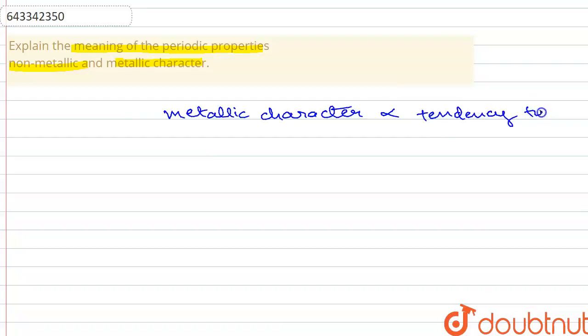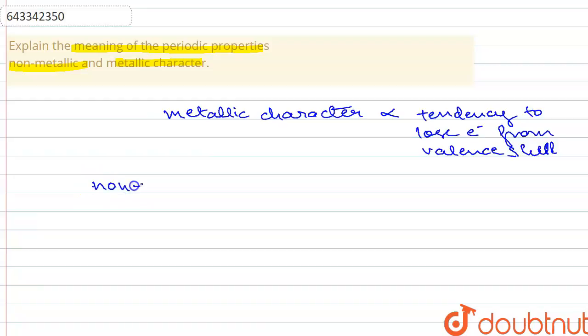So let's see. Now metallic character is the property of metals. This metallic character is directly proportional to the tendency to lose electrons from the outermost shell. It is directly proportional to the tendency to lose electrons from the valence shell. Any element that will easily lose electrons from its valence shell will have more metallic character, whereas the tendency to accept electrons is directly proportional to non-metallic character. So these two are totally opposite of each other.